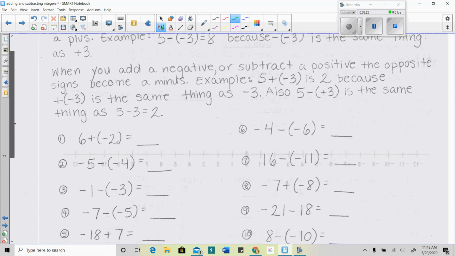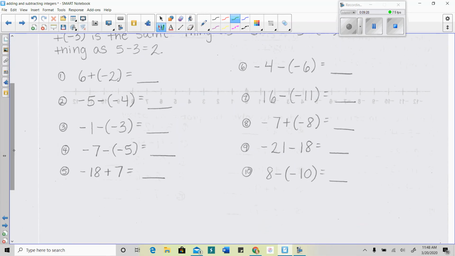So looking at this first problem here, I'm adding a negative. Those signs are different, so I'm actually going to cancel that out and just make one minus sign. So here 6 minus 2 is 4. Okay, the next one, I'm subtracting something negative. Those two signs are the same, so I'm going to cancel them out and make that into a plus sign. So now we're going back to what we did on the previous page.